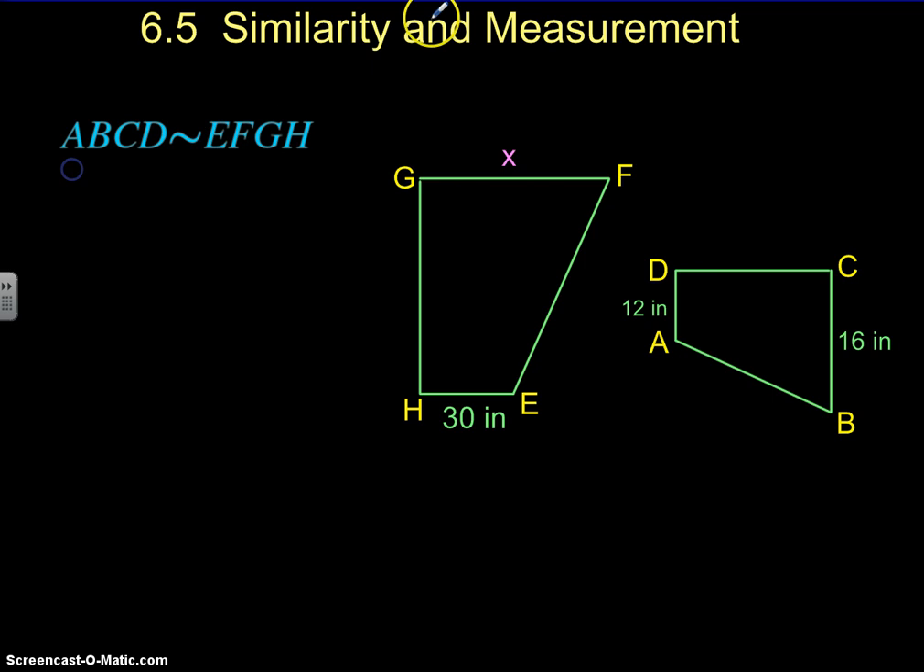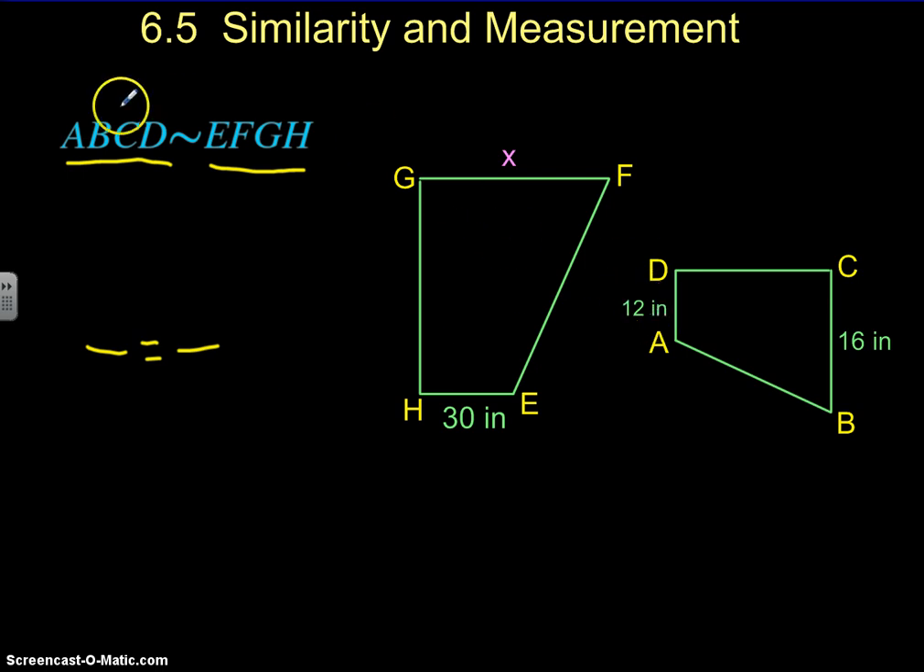Okay, here we have ABCD is similar to EFGH, okay? So we know that these two shapes are similar. That means they're the same shape, not necessarily the same size. And we're looking for x. And with all these problems, we are going to set up a proportion to find x. So that's what we're going to do here.